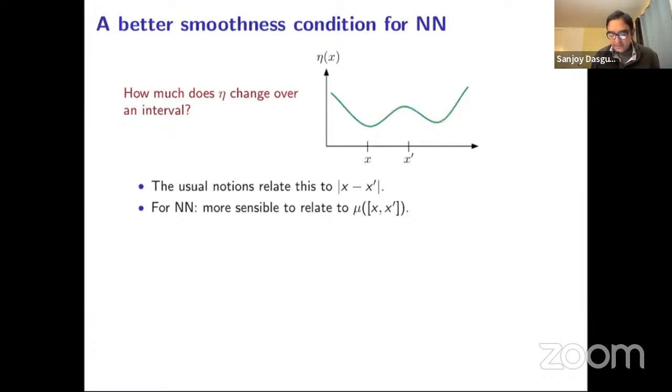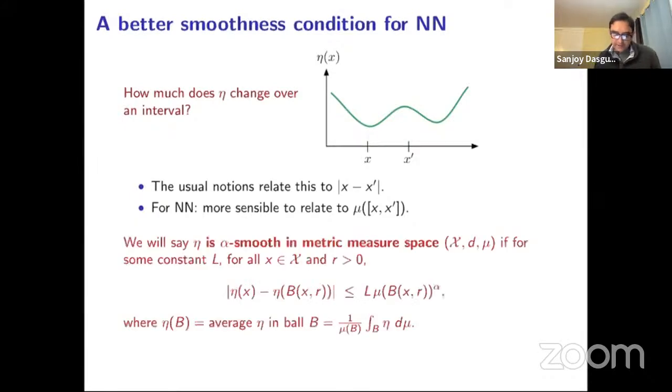The Holder condition is basically trying to bound how fast this function eta changes. It says, okay, let's look at eta at x, and let's look at eta at x prime. How much does it change? And we bound it in terms of this distance. For nearest neighbor, the actual raw distance doesn't matter. What really is important is the probability mass of this interval. And so instead of bounding the difference between eta x and eta x prime in terms of this distance, what we said is, how about instead bounding it in terms of the probability mass of this interval?